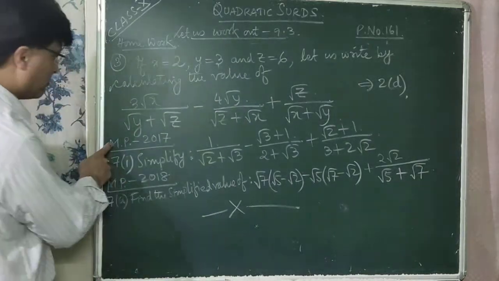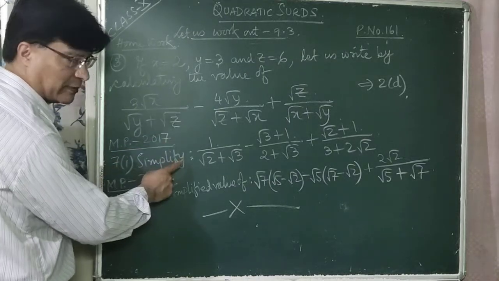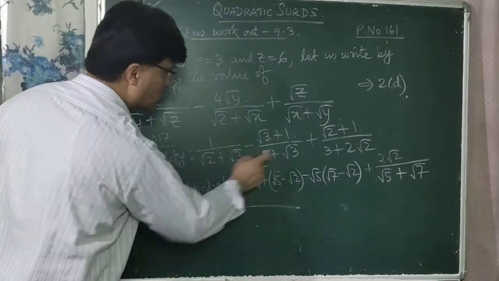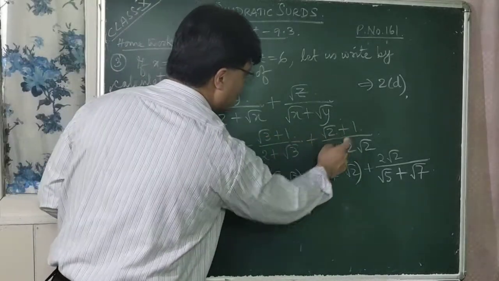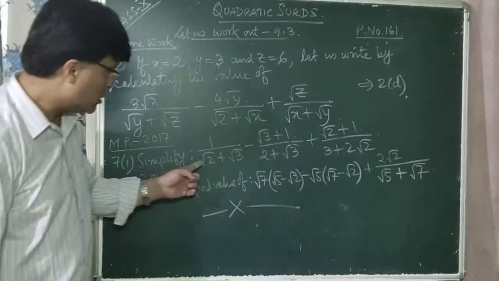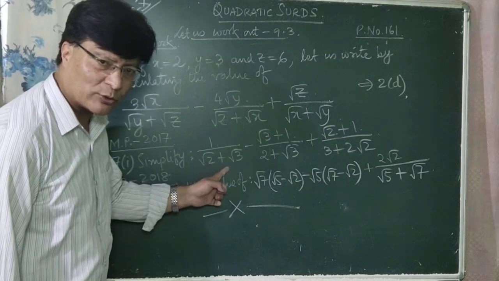Next, this is from Madhyamik Pariksha 2017. Number 1. Let us simplify. 1 by root 2 plus root 3 minus root 3 plus 1 divided by 2 plus root 3 plus root 2 plus 1 divided by 3 plus 2 root 2. Let us rationalize the denominator. So you should multiply both the numerator and the denominator by which number? Root 2 minus root 3.